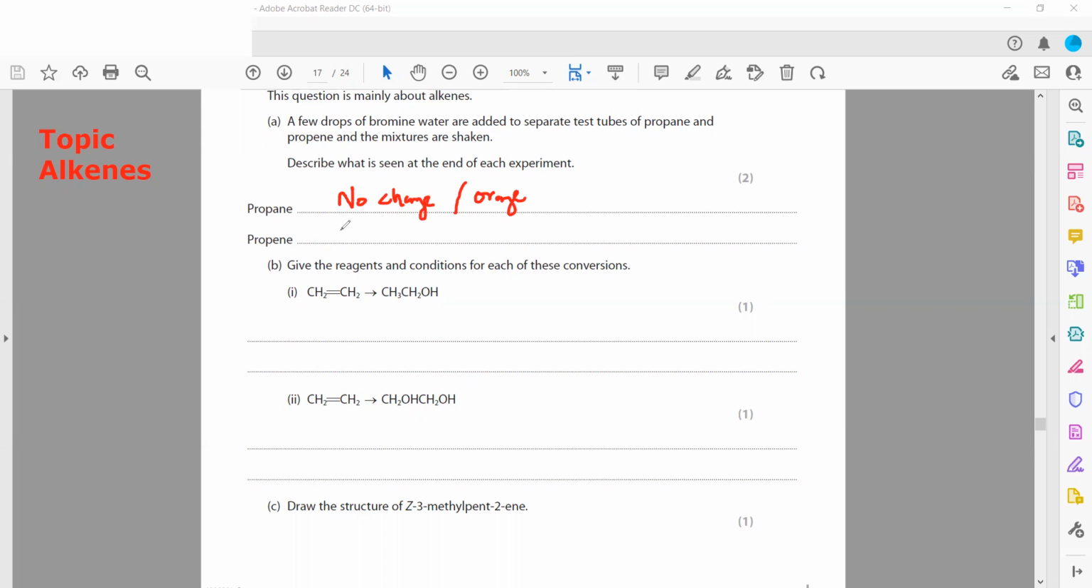Propene will be decolorized, because we just have to mention what is seen at the end of each experiment. So we'll observe a colorless solution will be formed.